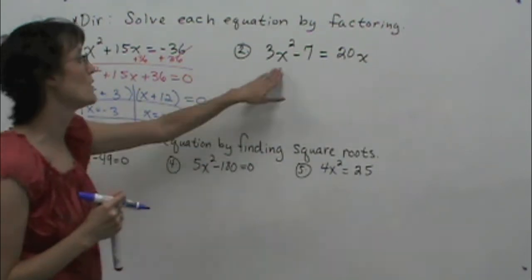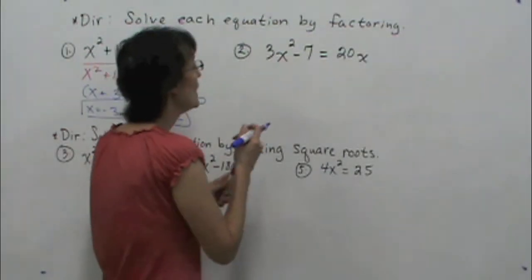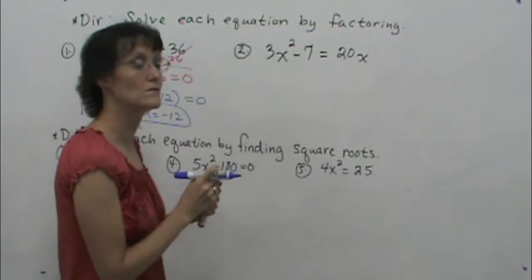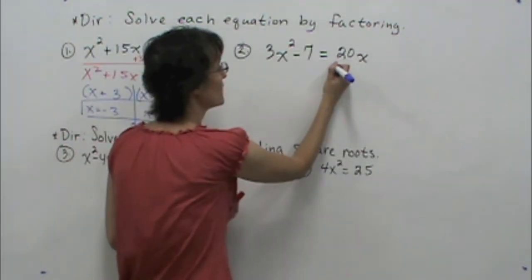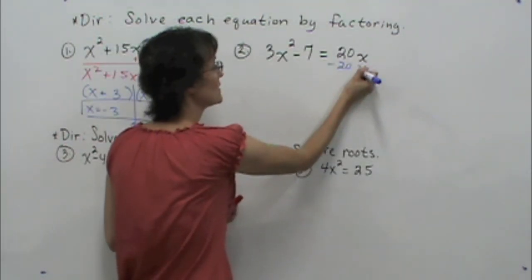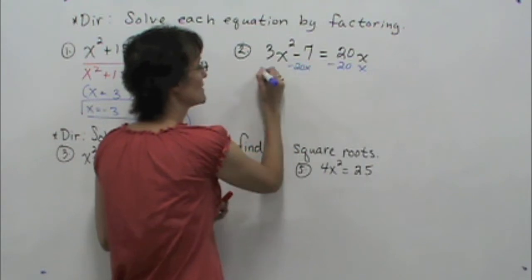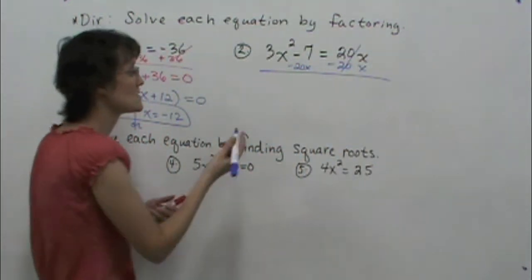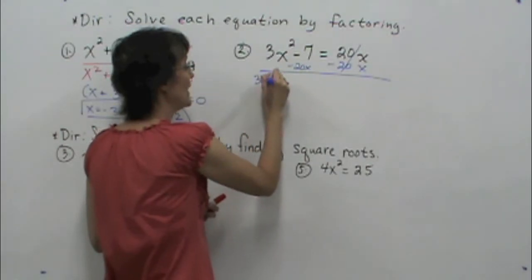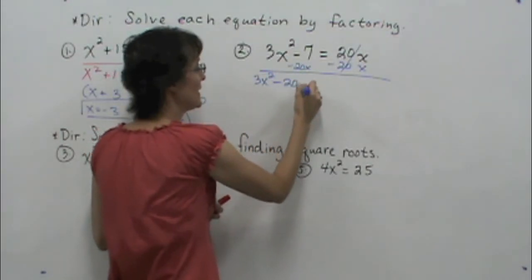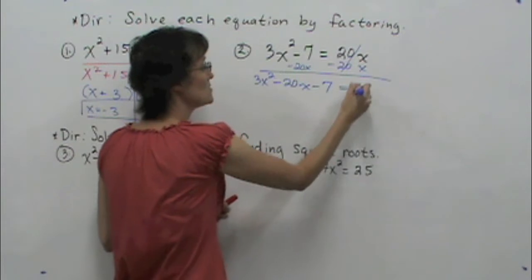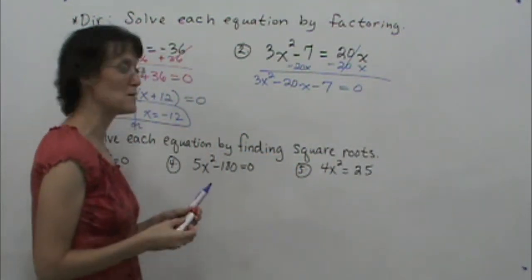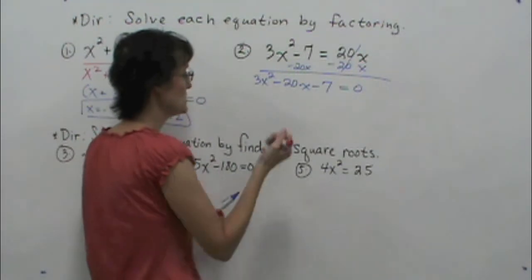Okay, over here, you're going to see that this is not equal to 0. So you want to make sure it's equal to 0 first. So I'm going to subtract 20x. I'm going to put it right in the middle because that's where it belongs. So I've got 3x squared minus 20x minus 7 is equal to 0. Now, this is not that bad to factor using the pattern.